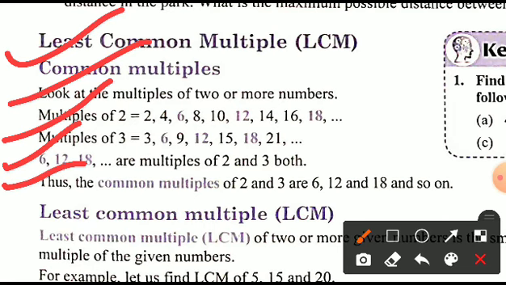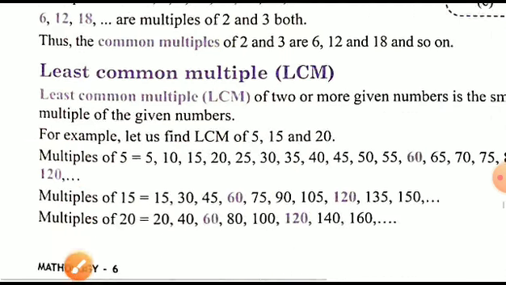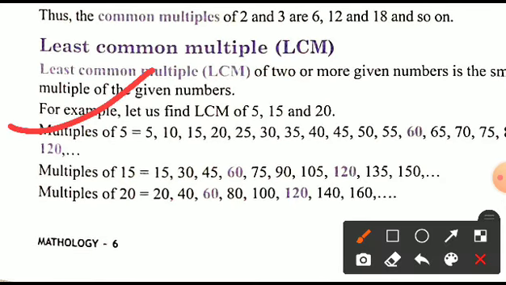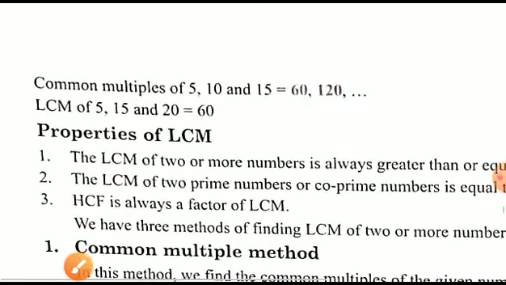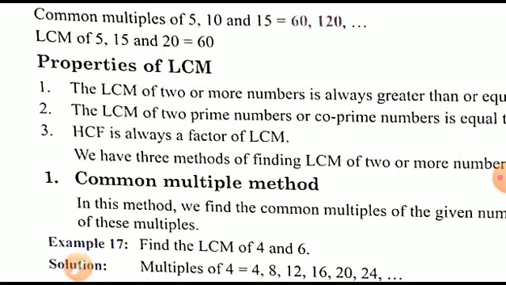But we have to find here the least common multiple. That means 6 is the least common multiple of these two numbers. That means the LCM of 3 and 2 is 6. Now for example, LCM of 5, 15 and 20. So multiples of 5 are these, multiples of 15 are these and multiples of 20 are these. So we have to find the least common multiple, and that will be the answer of the above question.